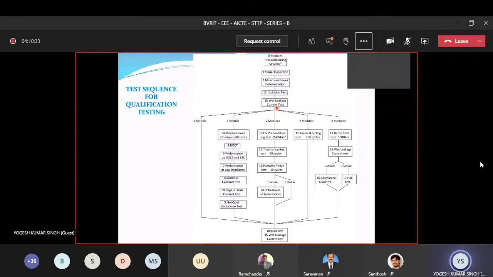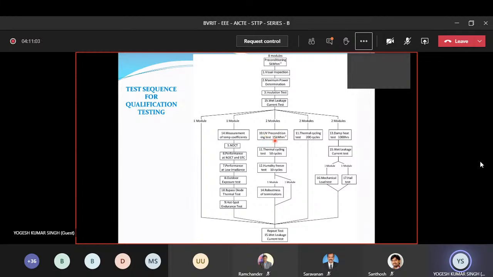Now here the modules will be distributed in a different way. One normal module will be taken as the final output type, but the other module will go to the temperature coefficient test, NOCT test, performance at NOCT, then the performance at low irradiance, outdoor exposure, bypass diode and hotspot, and then after that we take the final output. Now the 2 modules will go to the UV preconditioning test.